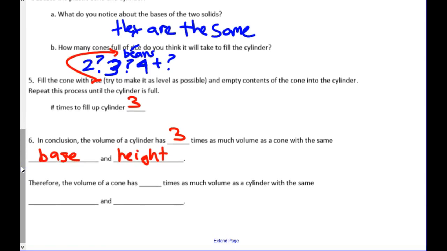So that's saying if you have a cylinder that's 3 times as big as a cone, but what about the other way around? A cone has how many times as much volume as a cylinder? So backwards, instead of times 3, think of the opposite of multiplying, dividing, so it'll be a fraction, 1/3, okay? So 1/3 times as much volume, but only if it has the same base and height. So once you have that written down, you can flip it over to the next page, please.